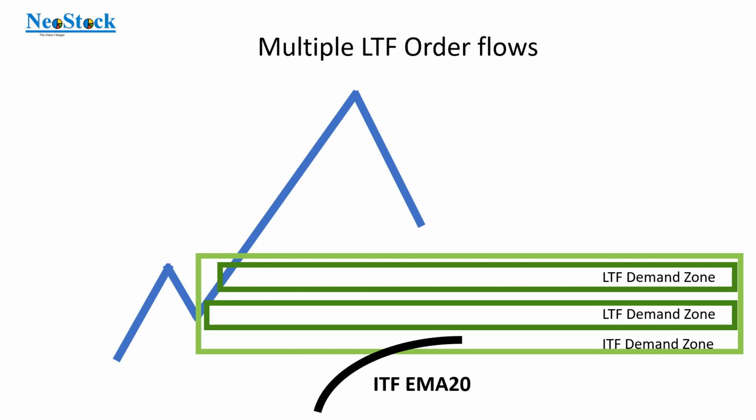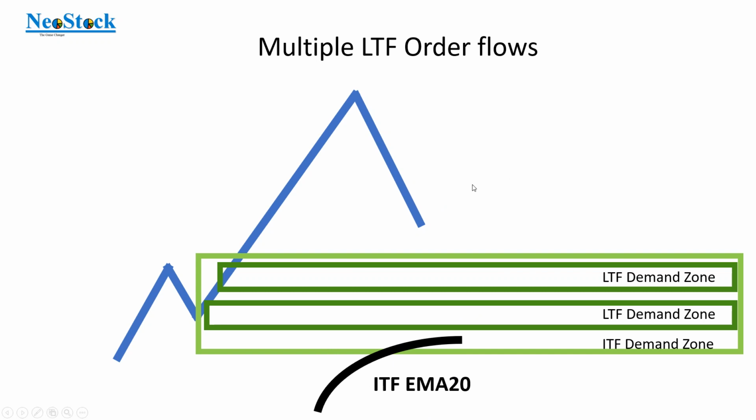Anything is possible. In such a situation, you need to plan your trade. Whichever zone comes first, there you have to plan. In case it is violated, you have to accept the stop loss. Immediately, at the next LTF order flow, you have to plan the second trade, if the first one is stopped out.